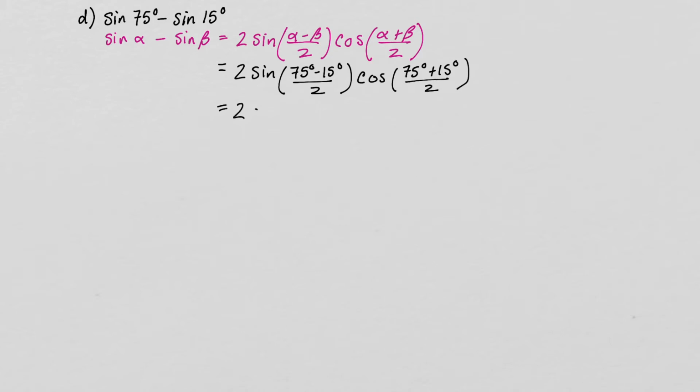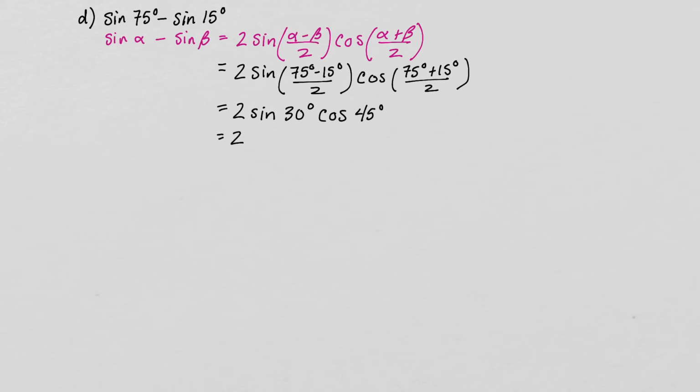So this is going to be 2 sine, 75 plus 15 is 90, and 90 divided by 2 is 45, right? Oh, 75 minus 15. I added 15. I'm like, that doesn't match up with what's on my paper. 75 minus 15 is 60. 60 divided by 2 is 30. So this is the sine of 30 degrees. Cosine, okay, 75 degrees plus 15 degrees is 90 degrees. 90 divided by 2 is 45. So plus the cosine of 45 degrees.